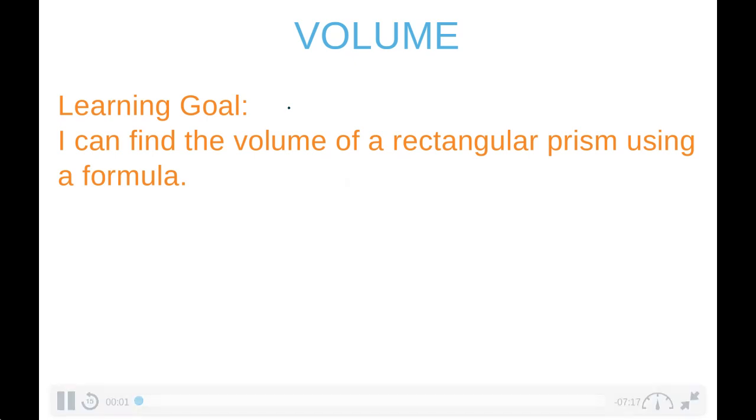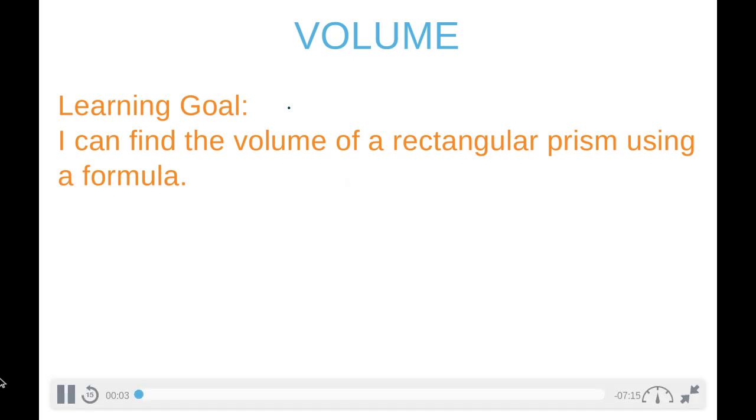Hi boys and girls, today we're going to review being able to find the volume of a rectangular prism using a formula. Last week we've been talking about volume is the amount of space inside of a three-dimensional shape. We also worked on the formula. Volume is equal to length times width times height. In today's model problem, we'll be practicing how to compare the volume of two rectangular prisms.